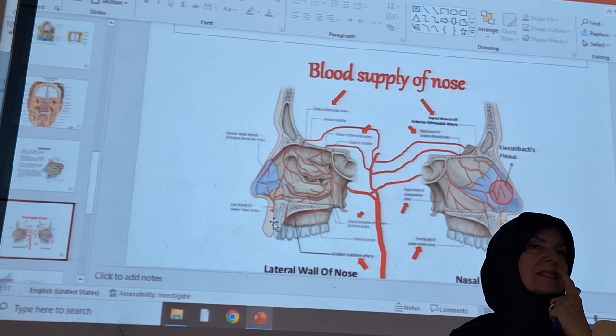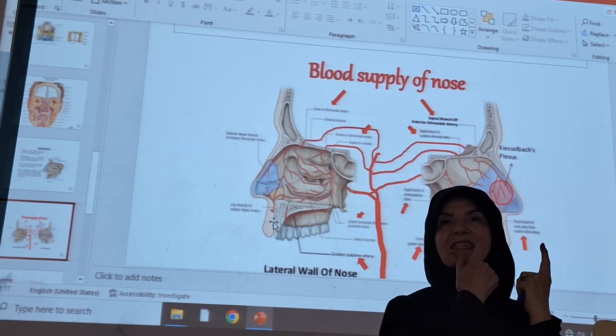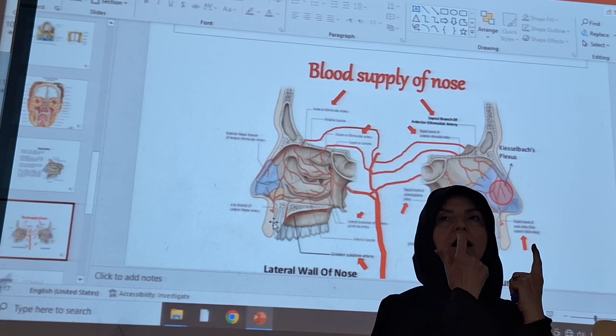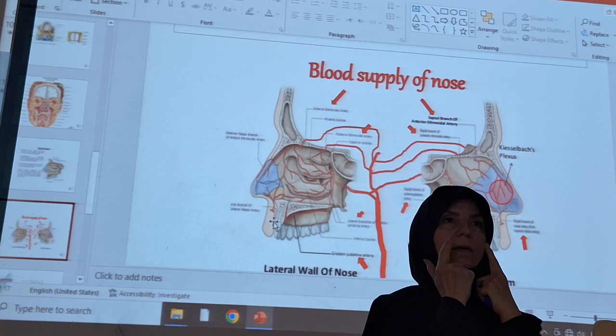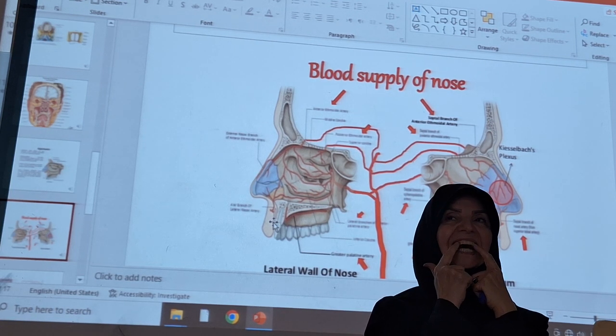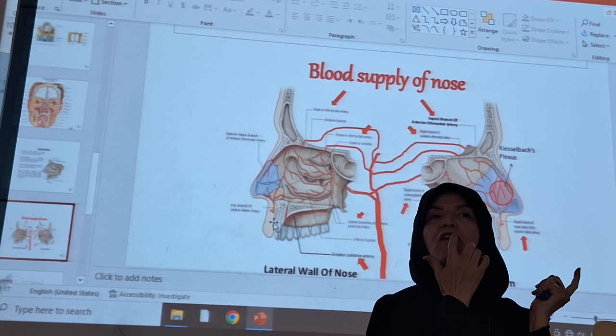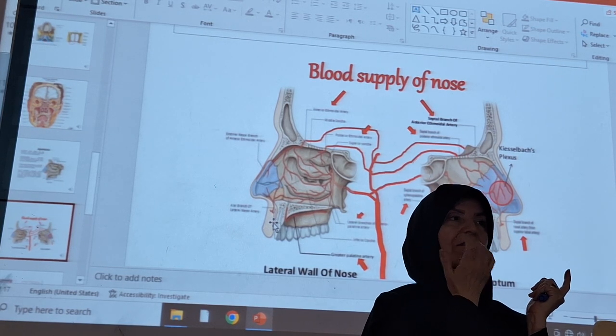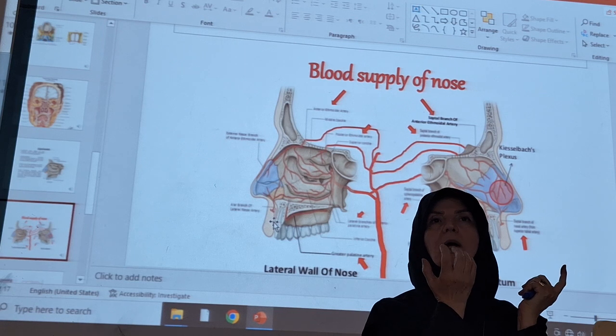Incisive teeth, how many incisive teeth do we have in each alveolar bone? 4. 4 incisive, what's the name of these teeth? Canine. So 4 incisive teeth we have in each alveolar bone.